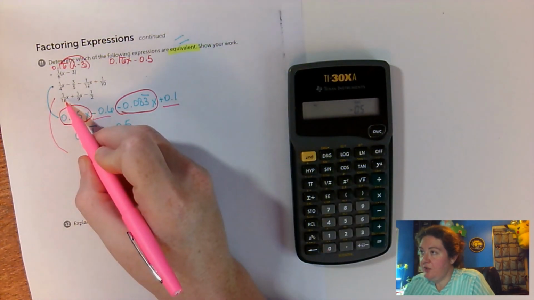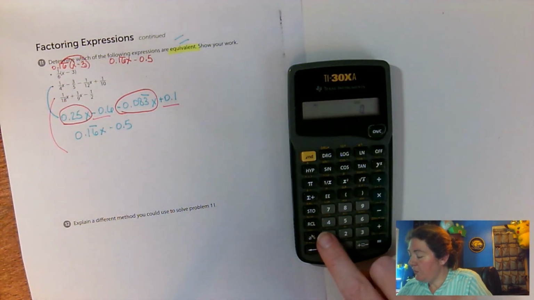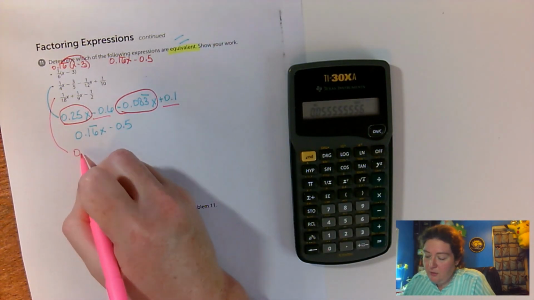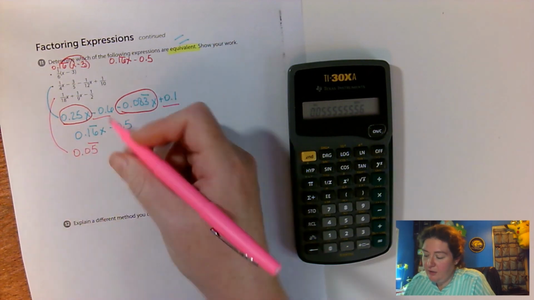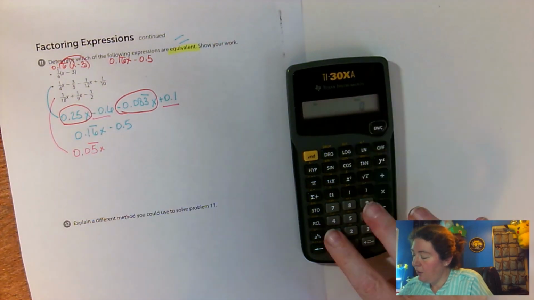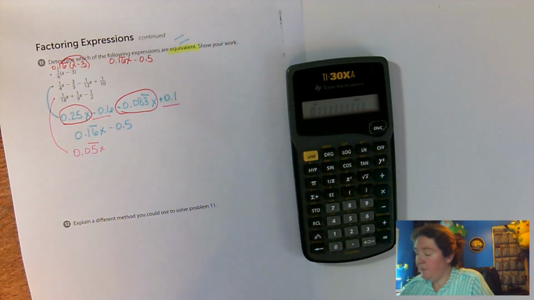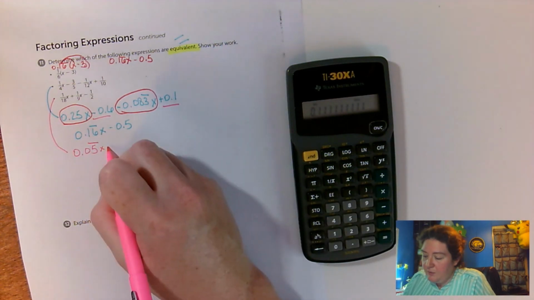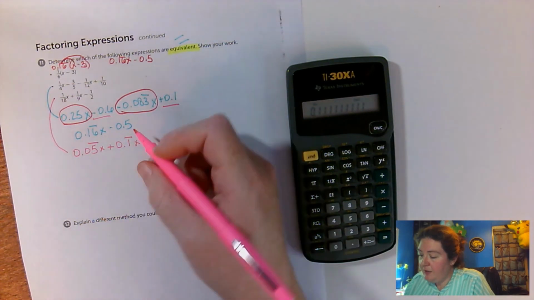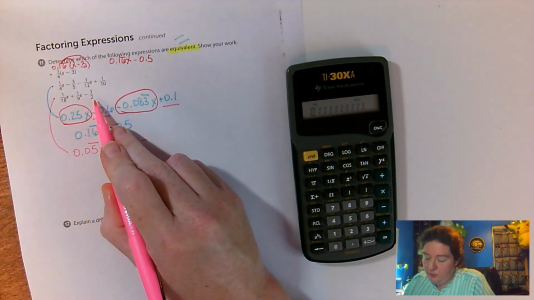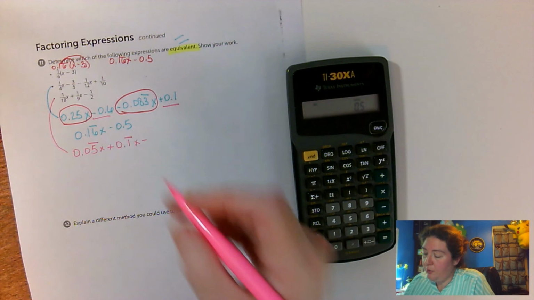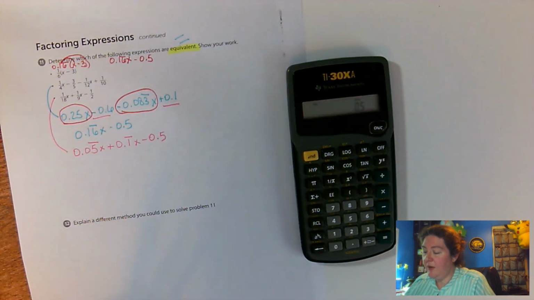I want to change this into a decimal as well. So I'm going to say 1 divided by 18. That gives me 0.05 repeating. Can't forget my x. I want to change this to a decimal. 1 divided by 9 gives me 0.1 repeating. Can't forget my x. You should know this one. 1 divided by 2 is what? 0.5.